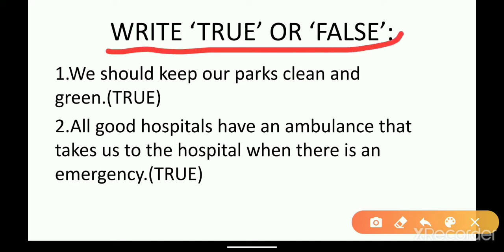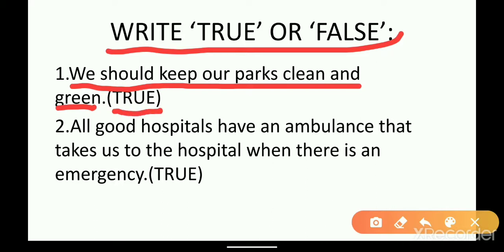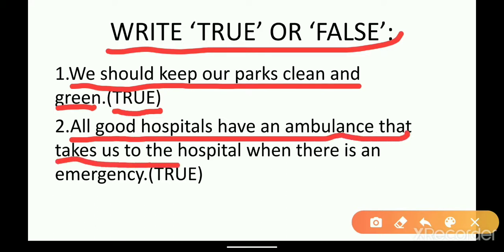Next, write true or false. So two sentences which are correct you have to write true, and the sentences which are wrong you have to write false. So let us see. We should keep our parks clean and green. So the sentence is true or false? True. So what you'll write? True.